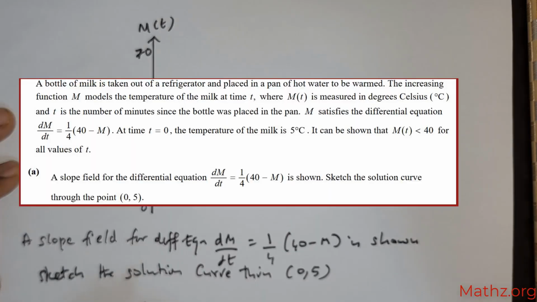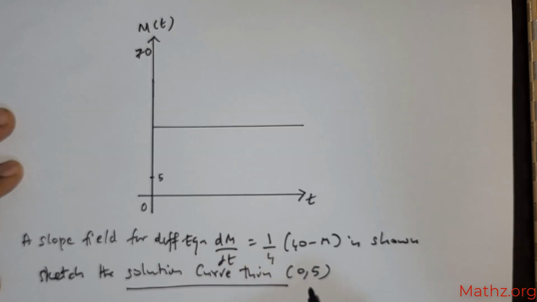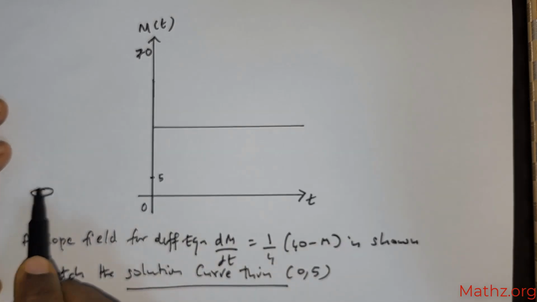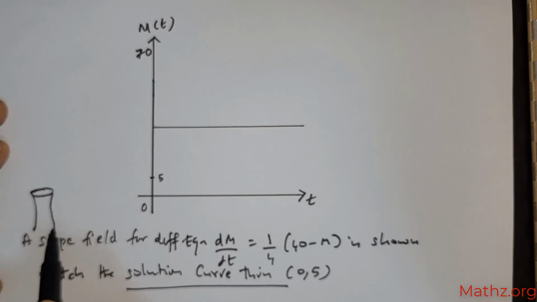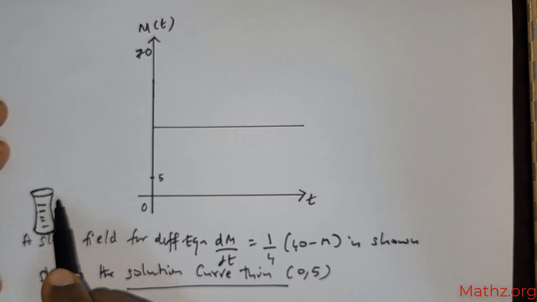Now if you have read the question, it says that the slope field for the differential equation is given and we are expected to sketch the solution curve through 0,5. Now the context of the problem is you have a bottle of milk. This is a bottle of milk. Now this is taken out of the refrigerator. So definitely the temperature of the milk is going to be rising.